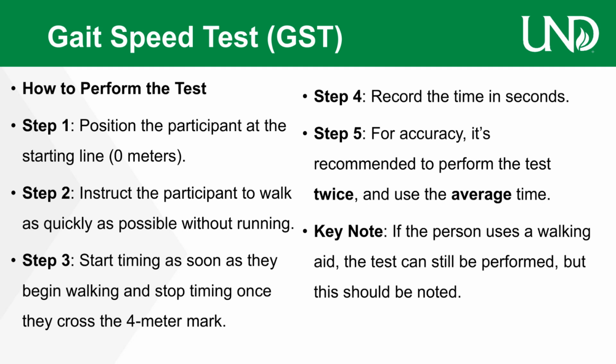To perform the test, position the patient at the starting line, 0-meter mark. Instruct them to walk as quickly as possible without running. As soon as they begin walking, start the timer, and stop the timer once they cross the 4-meter mark. Record the time in seconds. For accuracy, it is recommended that you perform the test twice and use the average time. If they use an aid for walking, they can still perform the test, but it should be noted that they were using a walking aid.